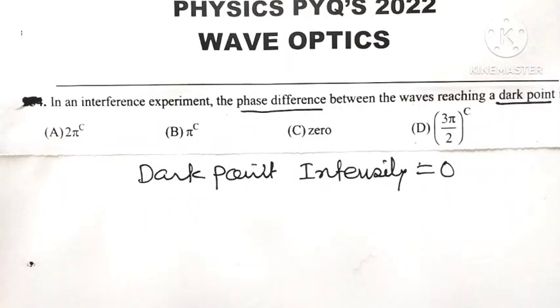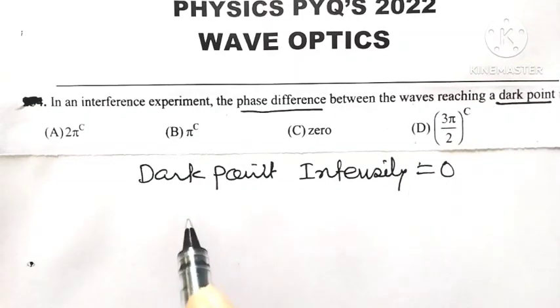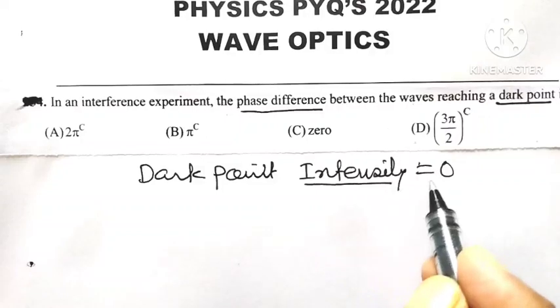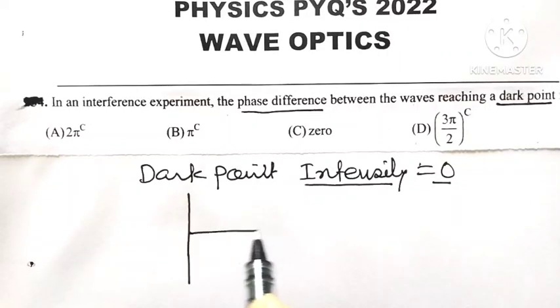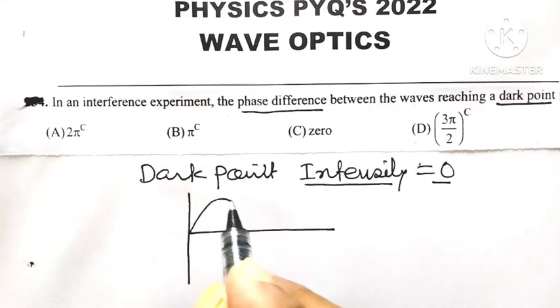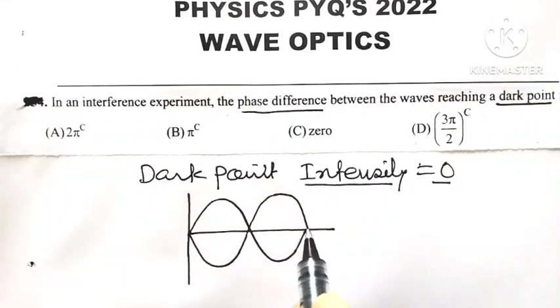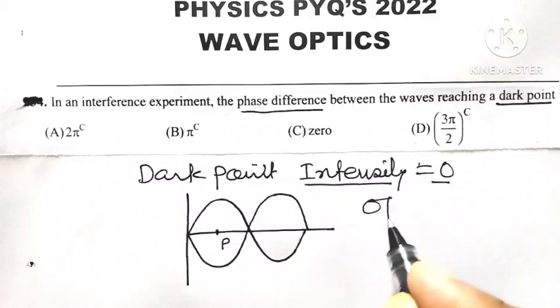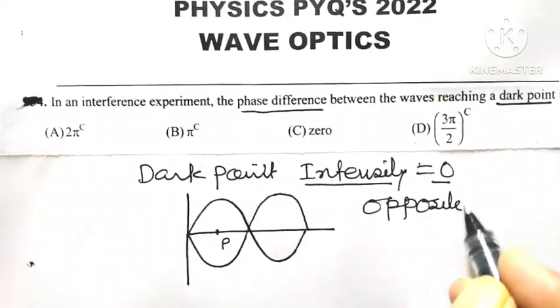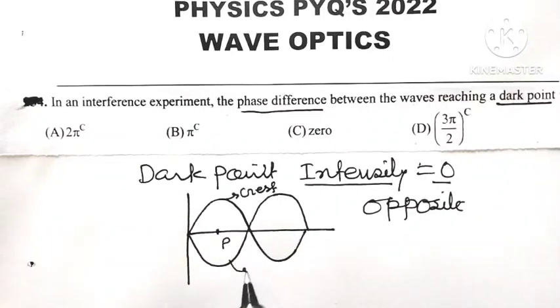Now, a point is said to be a dark point in an interference pattern only when the intensity of light at that point is 0, and this is possible only when the two interfering waves, this is the first interfering wave and this is the second interfering wave, arriving at a point are opposite in phase. Opposite in phase means the crest of one wave is superposed over the trough of the other.